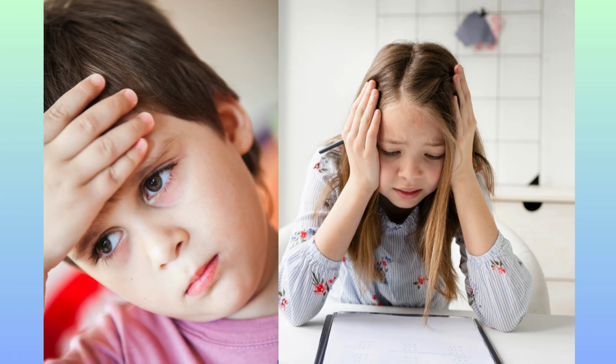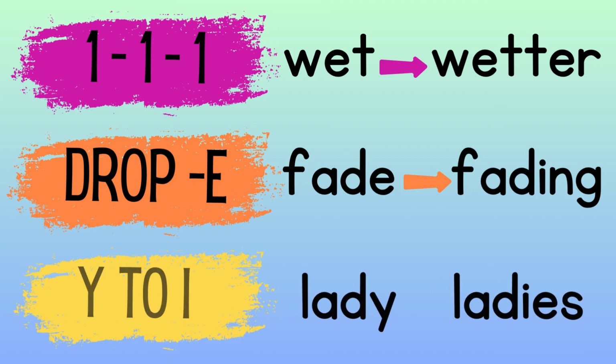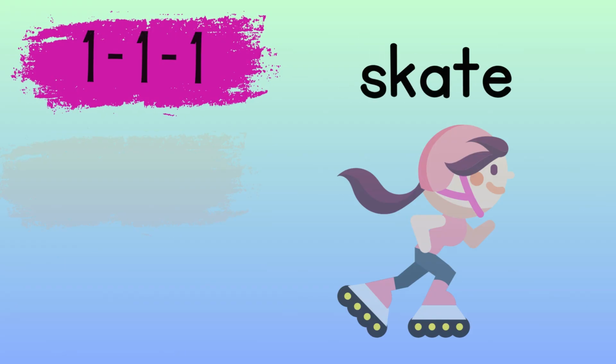Woo, that is a lot to remember. Let's review these rules and practice to see if you can remember what to do. So just to recap, we have the doubling rule, 1-1-1, where we double the last letter before adding a vowel suffix. We also have drop the E, where we drop a silent E and add a vowel suffix. And finally, we have Y to I, where we change the Y to an I and add any suffix.